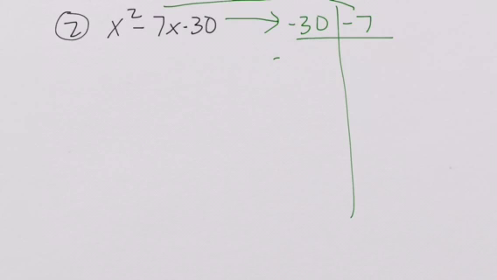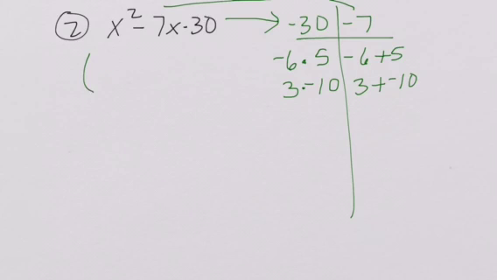Now I'm going to try negative 6 times 5. So negative 6 times 5 does equal negative 30. However, when I add negative 6 plus 5, I do not get negative 7, so that one won't work. So I'm going to go ahead and try 3 and negative 10. When I multiply them together, I get negative 30. And if I take 3 plus negative 10, I get negative 7.